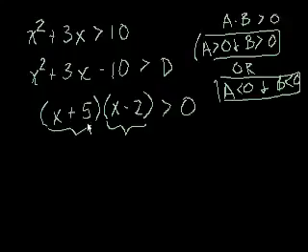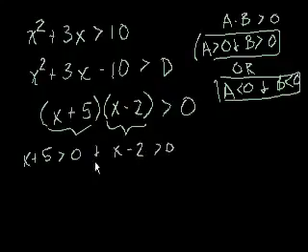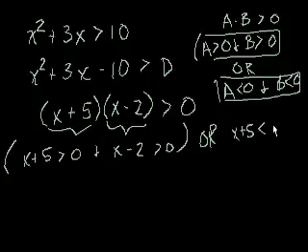So we know that either both of these are positive, so x plus 5 is greater than 0 and x minus 2 is greater than 0. Or, now this is a little confusing, but if you work through these problems, it actually makes a lot of sense, they're both negative. Or x plus 5 is less than 0 and x minus 2 is less than 0. Just think of it in terms of two expressions that are either both positive or both negative, because when you multiply them, you get something larger than 0. Well, let's solve this side.